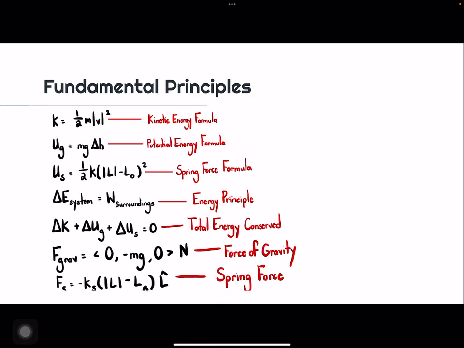Energy principle is also one of the fundamental principles used. It is used to find the energy of the system. In the system, Q was actually 0, and there are multiple forms of energy utilized in the experiment, including gravitational energy, potential energy, spring force energy, and the total energy conserved.